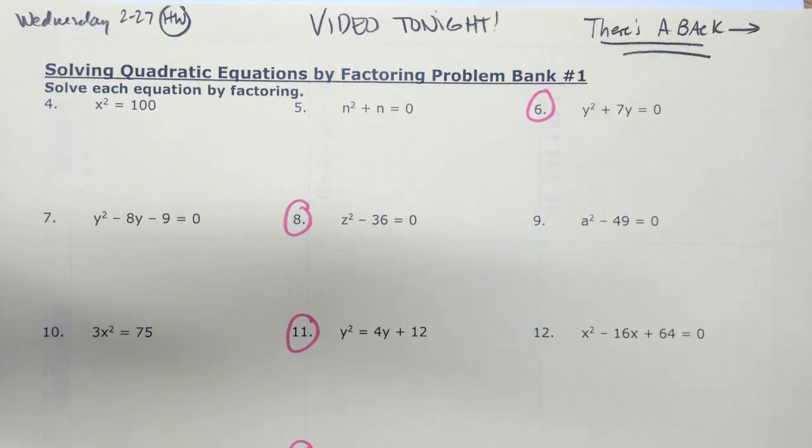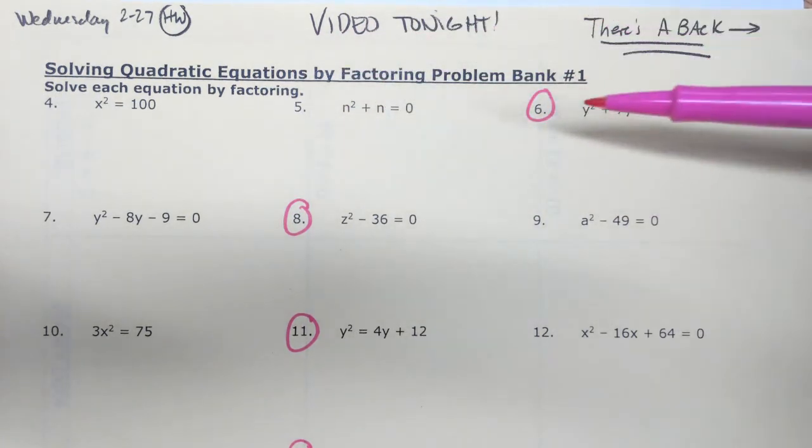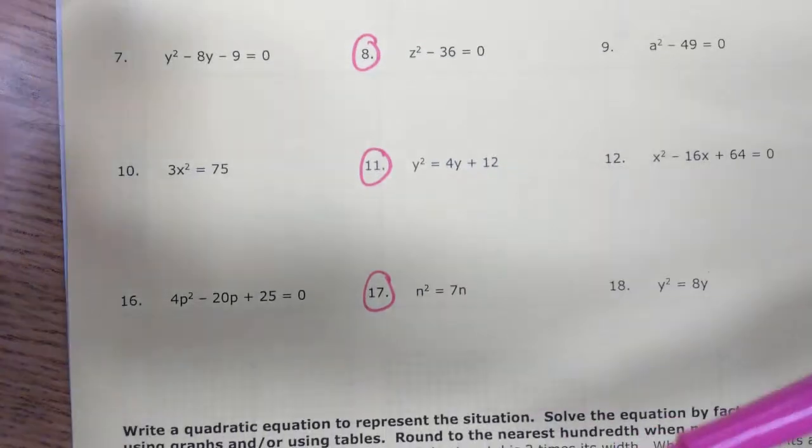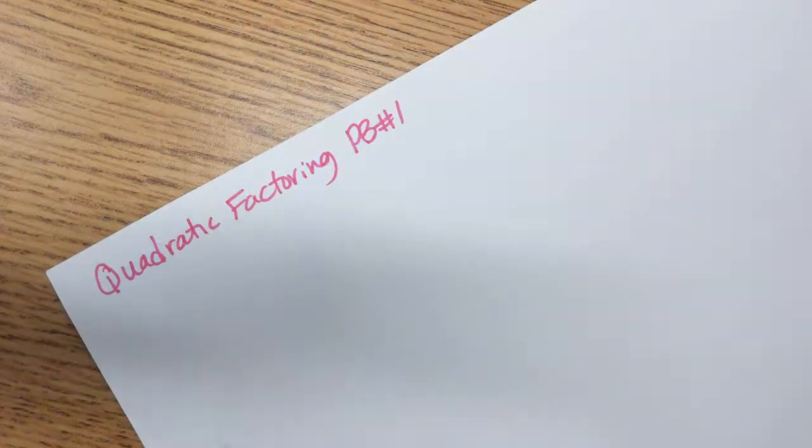Today on homework help, I'm going to do questions. So we're doing the quadratic equations by factoring problem bank number 1, which is a lot: 6, 8, 11, 17, and 43. I'm going to do them on a separate sheet of paper because this is not enough room for me. Okay, so I'll start with number 6.